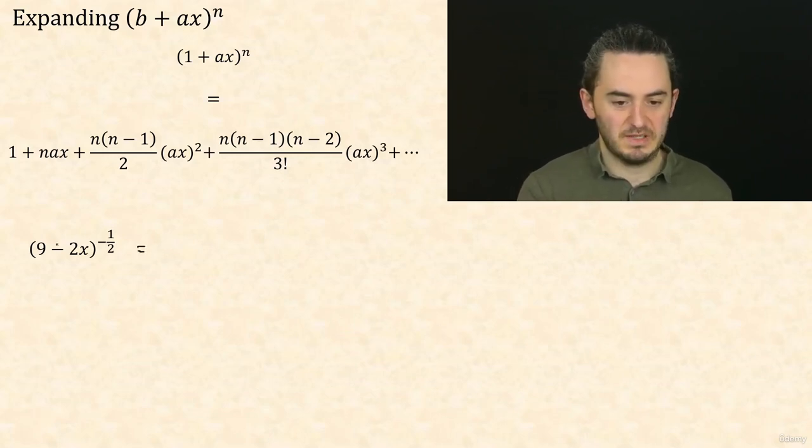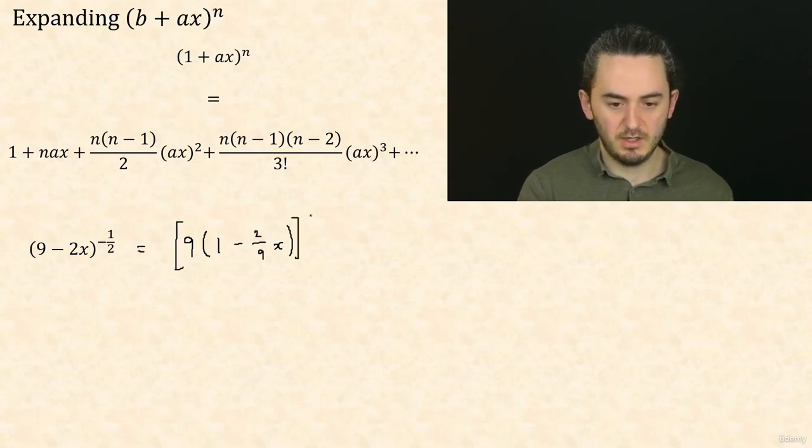So first thing to do is factorize out that leading term. I don't want a 9 there, so I'll just factorize it out. So 9, and then that gives me 1 minus 2/9 x, but it was this entire thing to the power of minus a half. So I've got to apply that power of minus a half to the number at the front and the bracket. So the number at the front, well, 9 to the power of minus a half is 1 over the square root of 9, which is a third. And then it's just 1 minus 2/9 x to the power of minus a half.